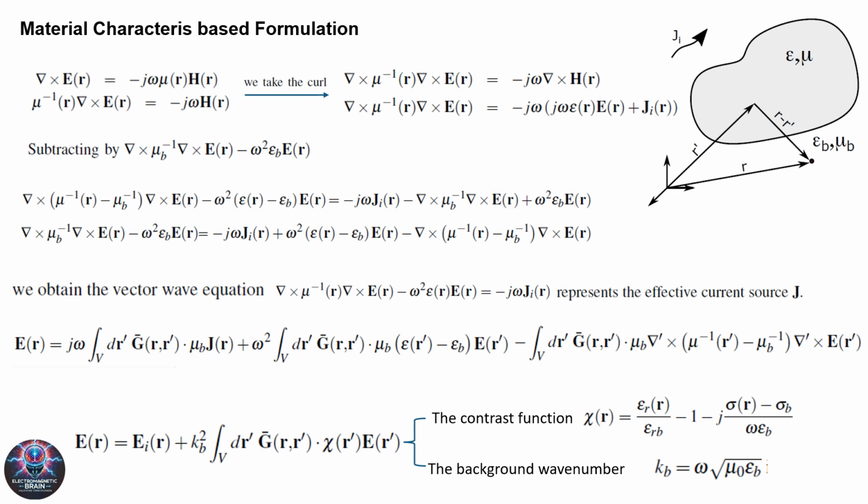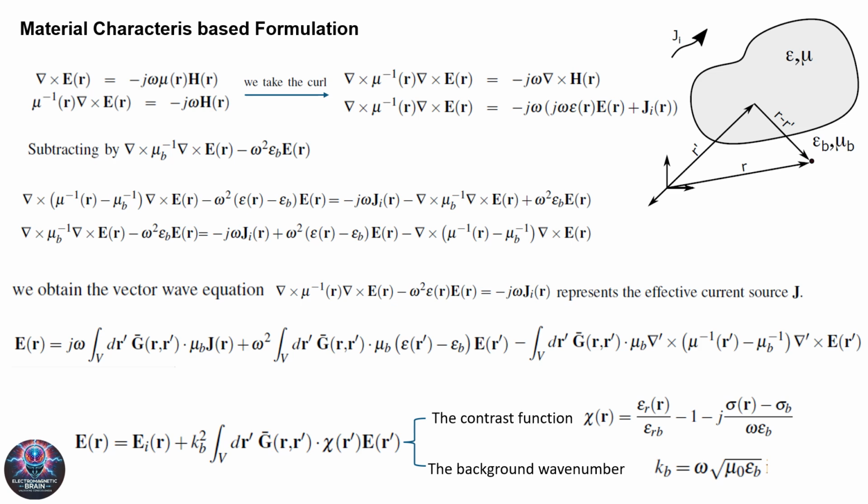If we suppose that there are only non-magnetic materials, i.e., mu equals mu_b equals mu_0, then we can rewrite the formula and arrive at the scattering equation, where the total electric field is broken down into the incident field E_inc(r) and the scattered field. The integral involving the contrast function chi(r), which accounts for both the relative permittivity and conductivity differences, gives us the final expression for the total field.